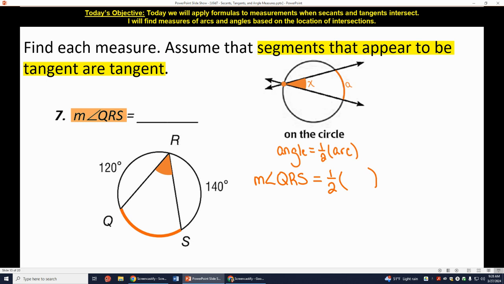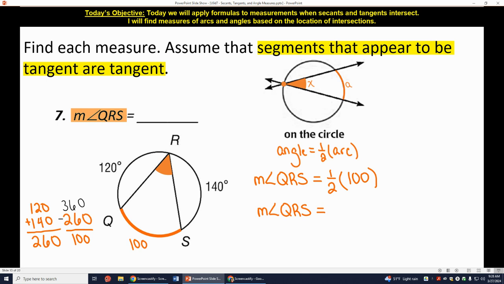In the 360 degrees of the circle, I can see I've already used 120 degrees and 40 degrees. So I've already used a total of 260 degrees out of the 360 degrees in the circle. When I take away the 260 degrees from 360 degrees, I know the arc is 100 degrees. That's what's going to be replaced in my formula. So the measure of angle QRS will be 1/2 of 100 degrees, which is 50 degrees.